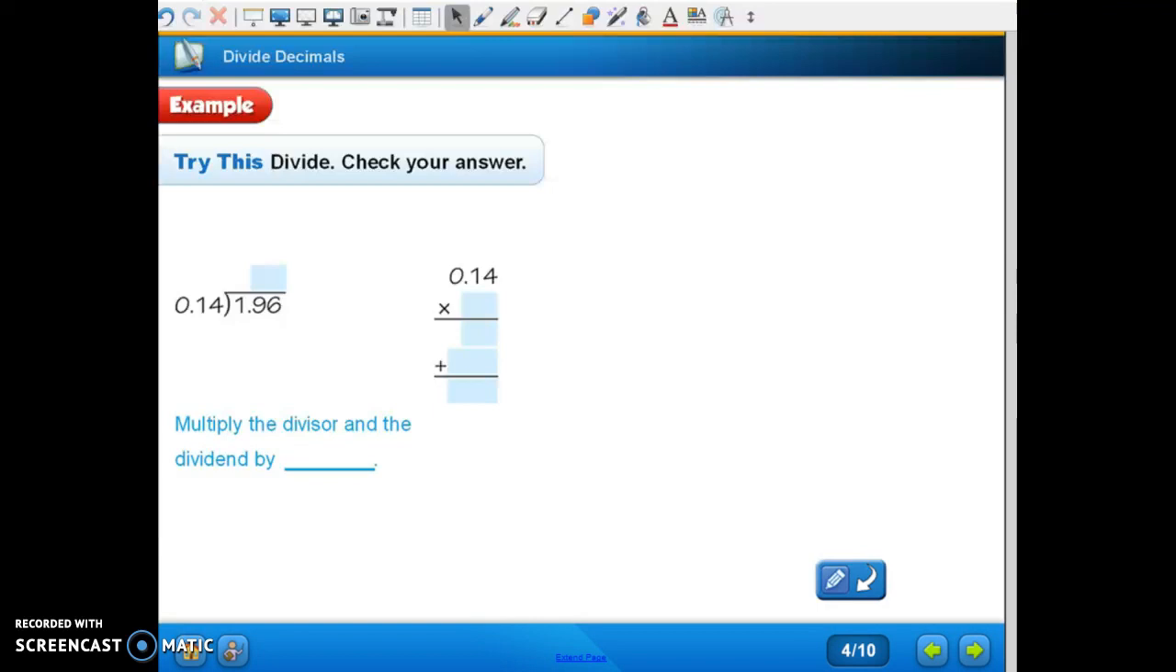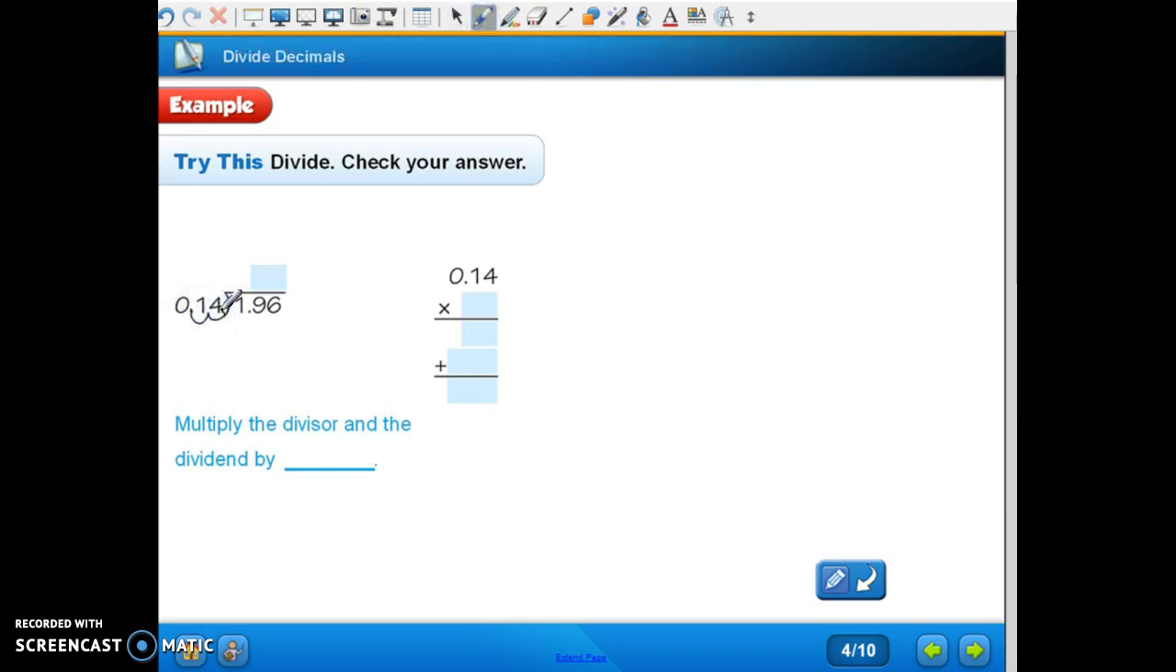Okay, now we're at the try this on the bottom of page 224. We're going to divide and then check our answer. So what's the first thing we need to do when we are dividing decimals and we have decimal places in our divisor? To get it to a whole number. So what am I going to multiply 14/100 by? 100. So if I multiply 14/100 by 100, that's going to make my decimal do what? Move 2 places to our right.